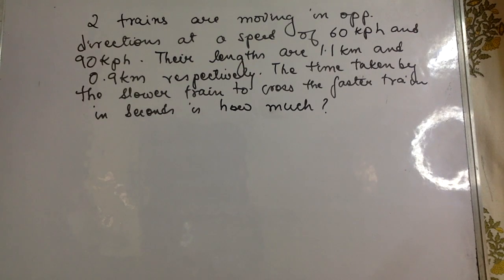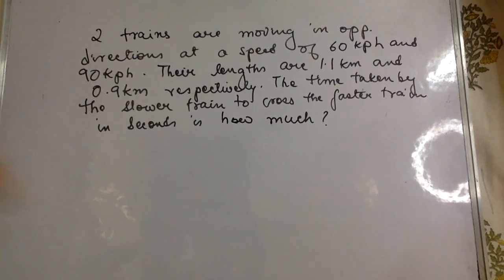Here we have a question: two trains are moving in opposite directions at speeds of 60 and 90. Everything is given in kilometers here, so there's no problem with the units. The lengths of the trains are 1.1 and 0.9 kilometers respectively. The time taken by the slower train to cross the faster train, in seconds, is how much?